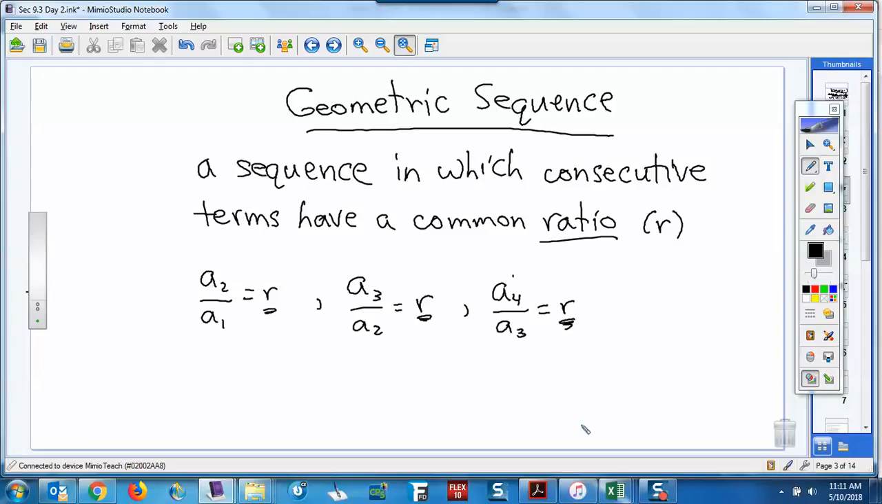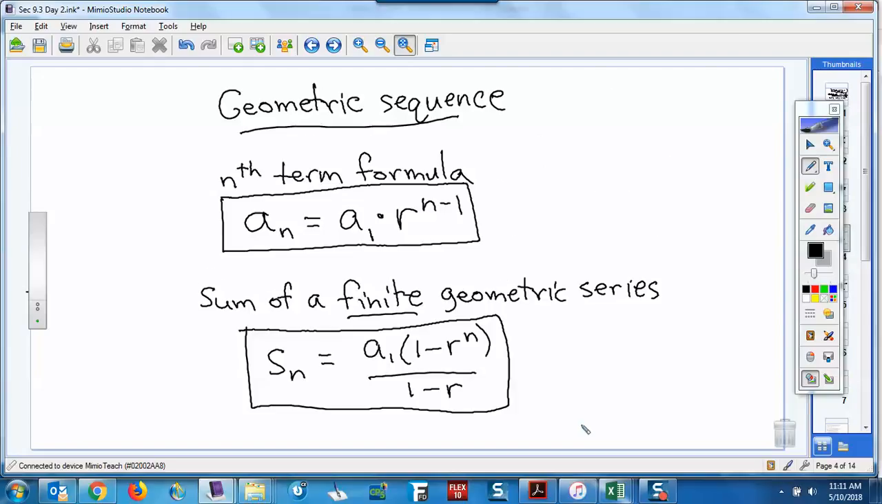So we'll be getting into those here a little bit. But you just divide backwards: A2 divided by A1, A3 divided by A2, A4 divided by A3, whatever. Divide backwards. That's called the common ratio R. Okay, so here's some formulas you had yesterday.